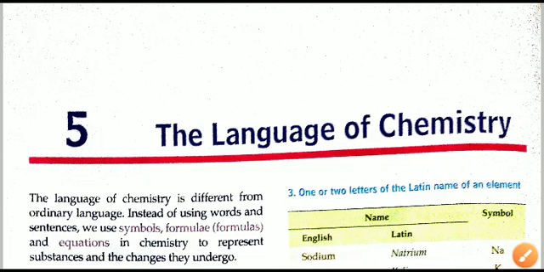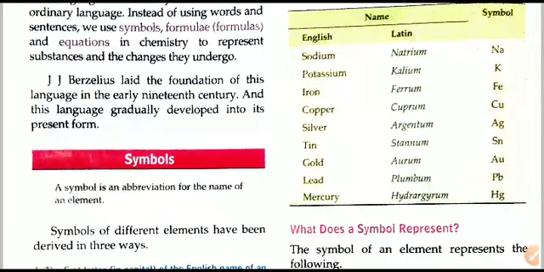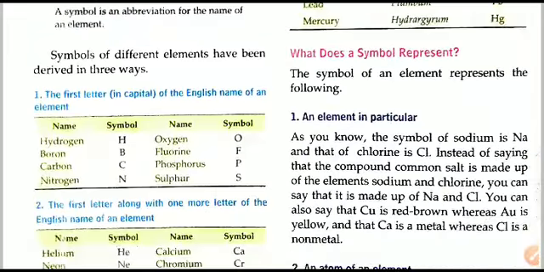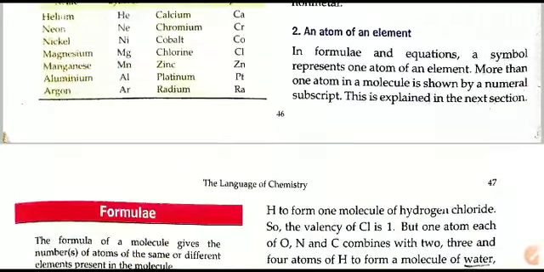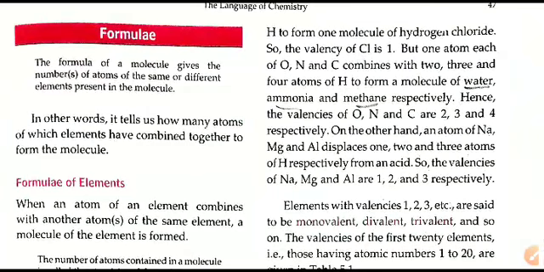We are here with part 2 of chapter number 5, the language of chemistry. In the last class we discussed how to write the various symbols of the elements and what these symbols represent. In today's class we will continue the same chapter and move to the next form of representation for writing about the various chemicals. That method is using formulas.